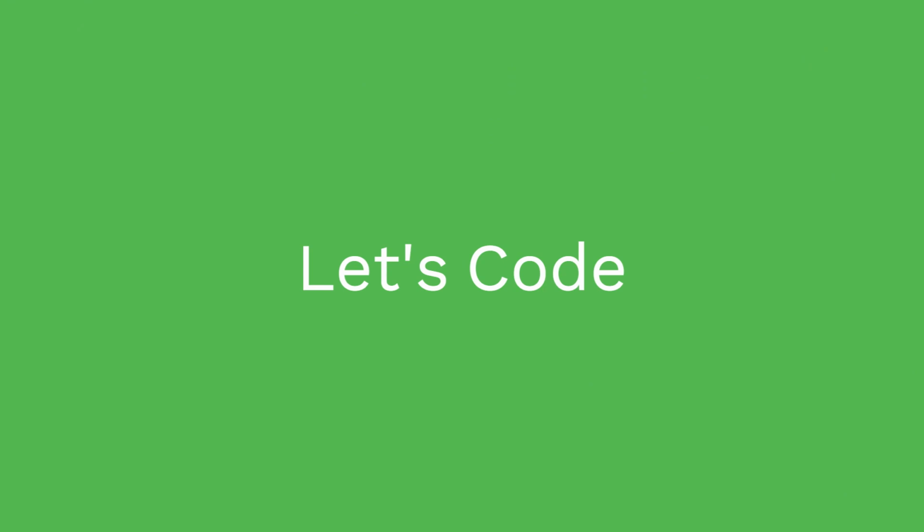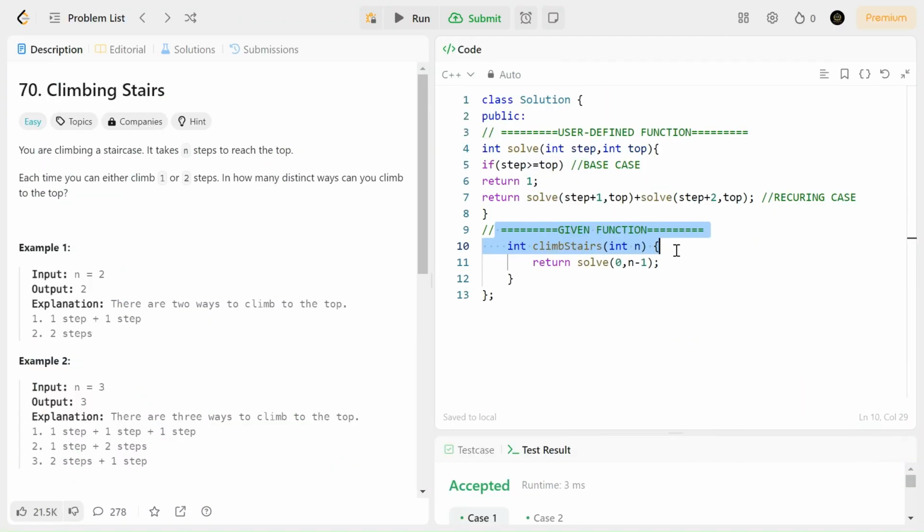We have been given a function climbStairs and we are returning the number of distinct ways. How? That will be given by the solve function. Initially, in the solve function, we are passing 0 as our initial index with n minus 1 as the top, because we are not using n here since we are following 0-based indexing. I have used 0 here. Therefore, the top step will be n minus 1.